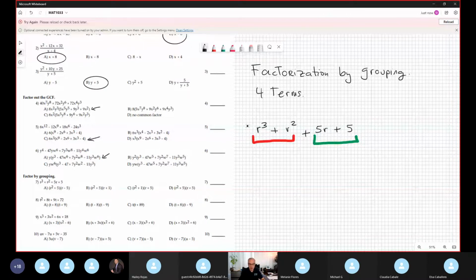So what is the GCF? Your mind working like that. GCF between R cubic and R squared. What's the GCF?